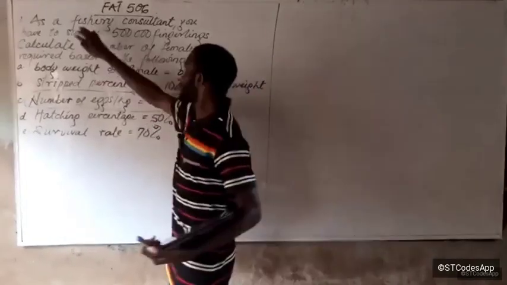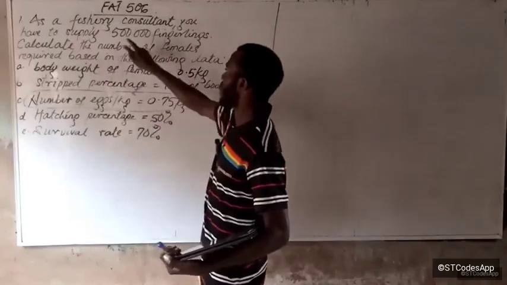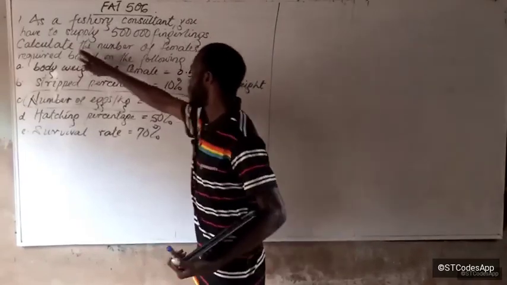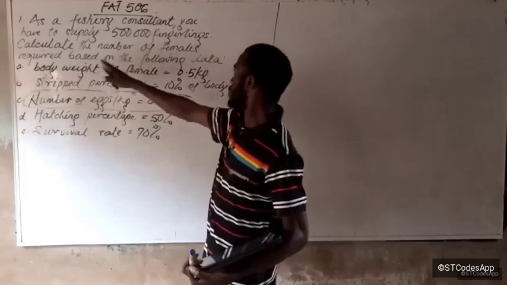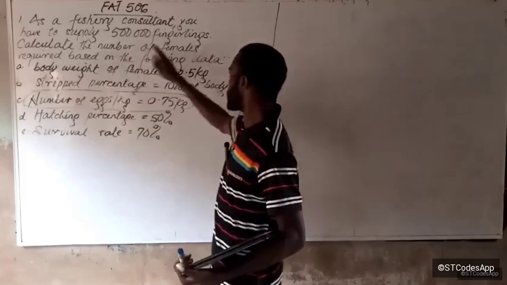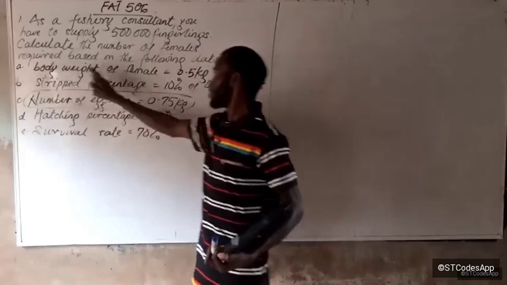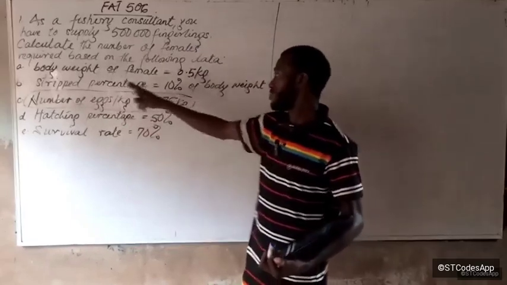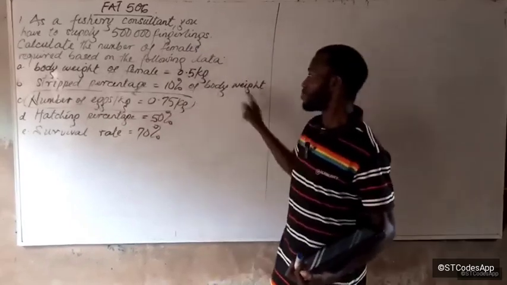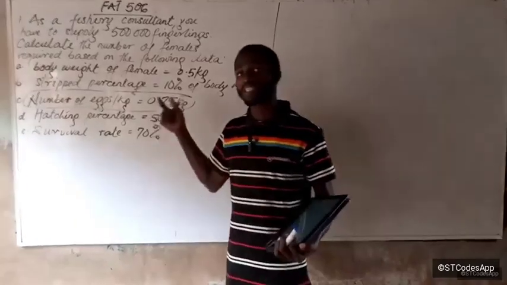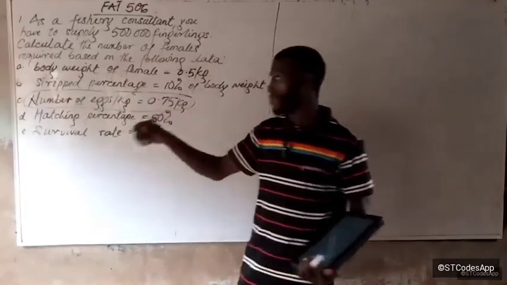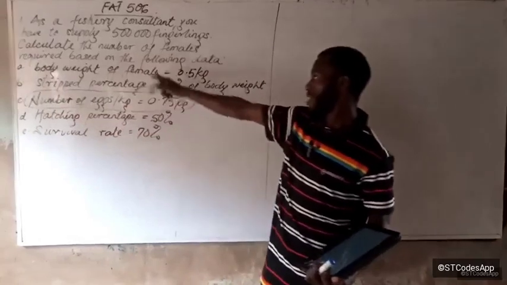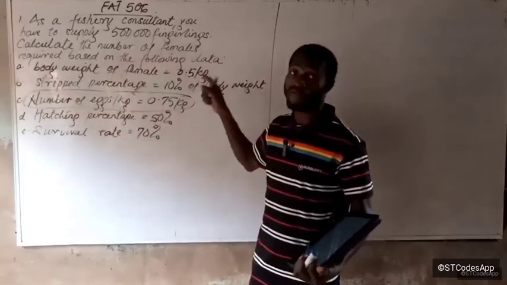It says, as a fishery consultant, you have to supply 500,000 fingerlings. Calculate the number of females required based on the following data. Body weight of female is 0.5 kg. Strip percentage is 10% of body weight, so it means that you are stripping 10% of the body weight of the fish. And number of eggs per kg is 0.75 kg.